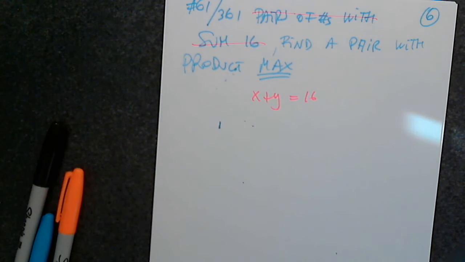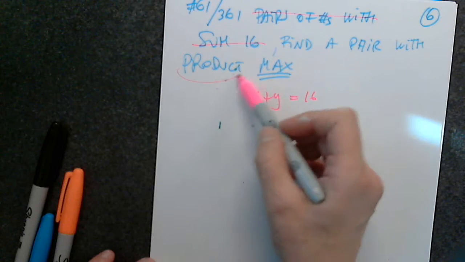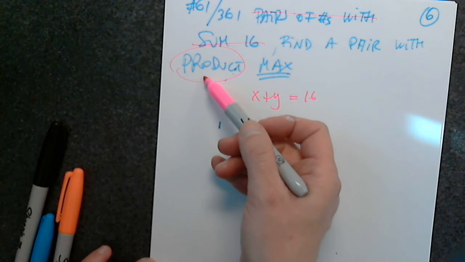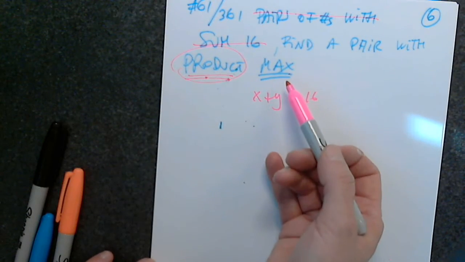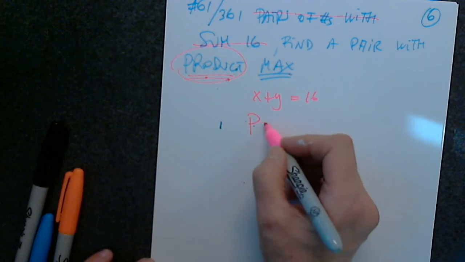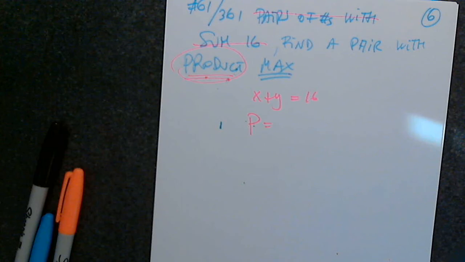Find the pair whose product is maximum. Okay, so I have to write the product. I cannot find the maximum of a function if I don't have the function. I have to have the function to find its maximum. So can anyone give us the product of these two numbers? How do we write the product of x and y?